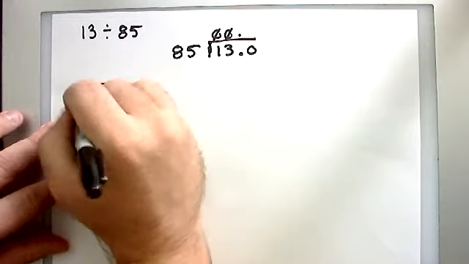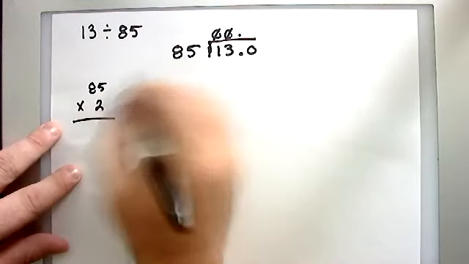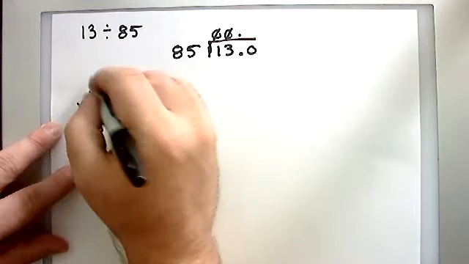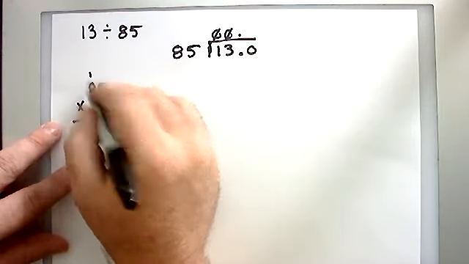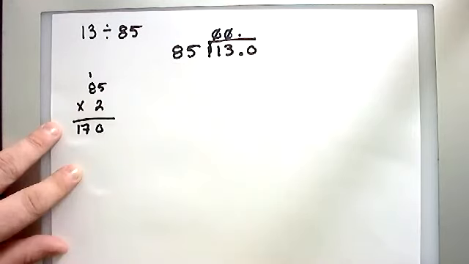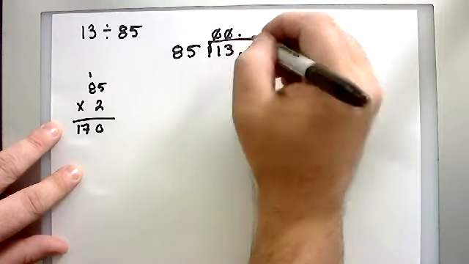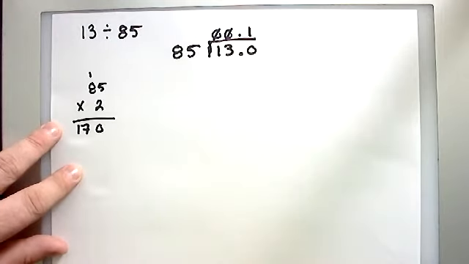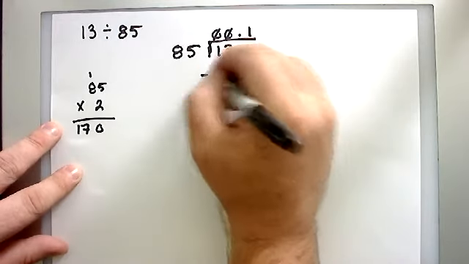I think it might be 85 times 2. Off to the side, try it. See if it's too big, too small. 2 times 5 is 10, carry the 1. 2 times 8 is 16, plus 1, that's 170. It's too large. So this will only go in 1 time. So if you have to guess and try some things on the side, it's not a problem. 1 times 85 is 85.